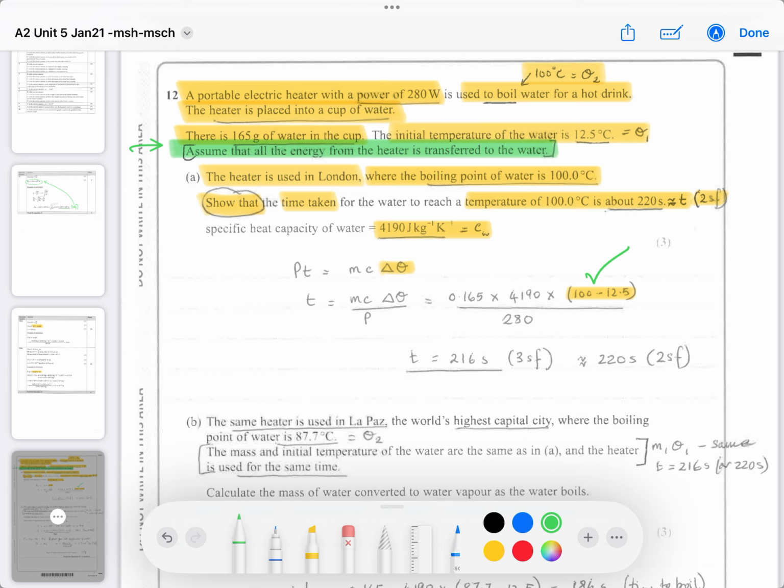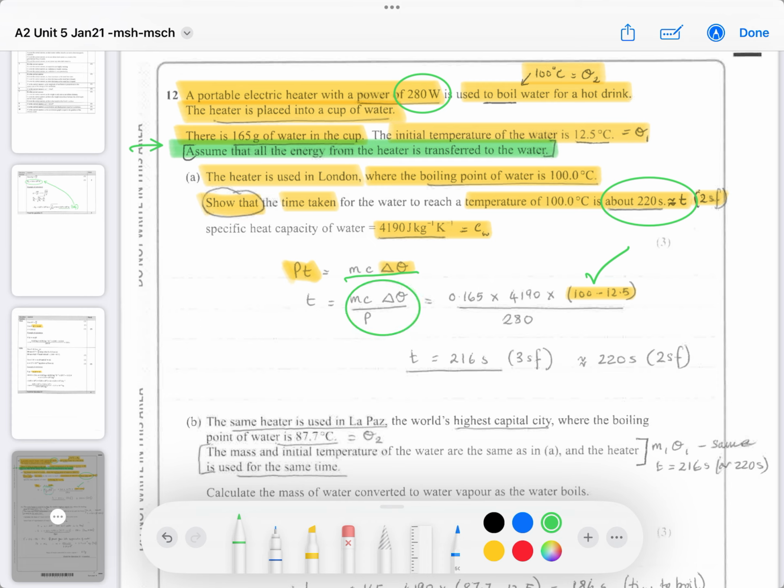And energy is also power times time. So power times time is the energy. Why am I using power times time? Because they've given us the power, and they want us to work out the time. So in other words, if we know the power but we don't know the time, we can divide mcθ by the power, and you should be able to work out the time.